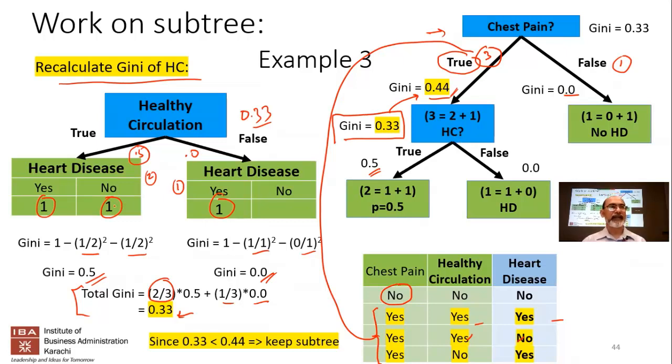But when we did the analysis over here, we found that one side is actually doing really well. The purity is really good. Sorry, this is the opposite. If it is false, in other words, the person does not have healthy circulation, then you can be absolutely sure that the person has heart disease. Okay, this has a Gini score of 0. So this side is good, but on this side it's 50-50. It's not really helping. Okay, question.